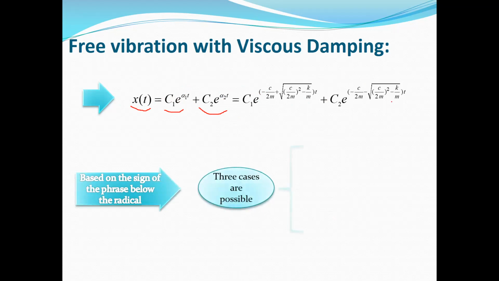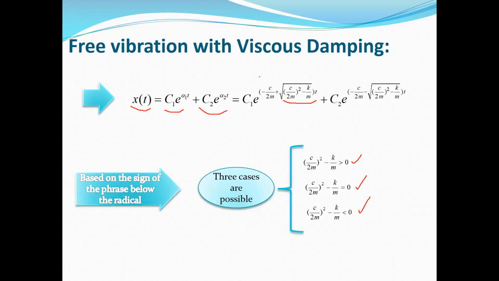But here we will have three different cases based on the value of this term, and based on the sign of that phrase below this radical. We can obtain three different cases. The first case is when this term is positive. The second case is when this term is equal to 0. And the third one is when this term is negative.